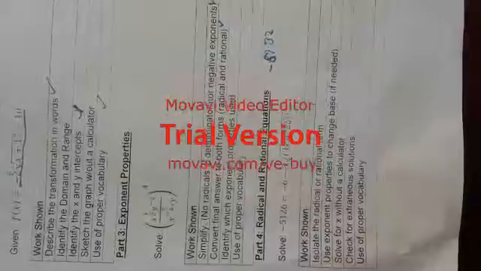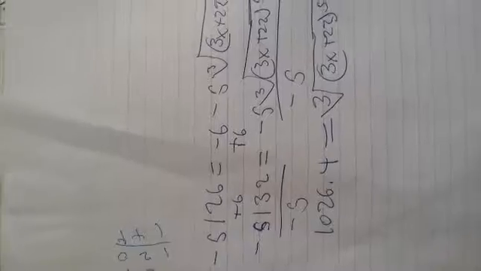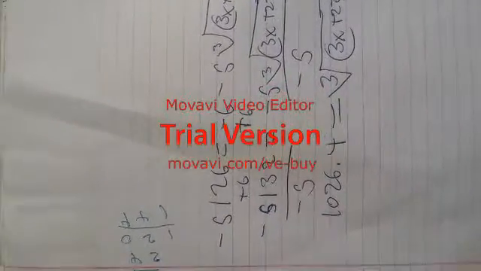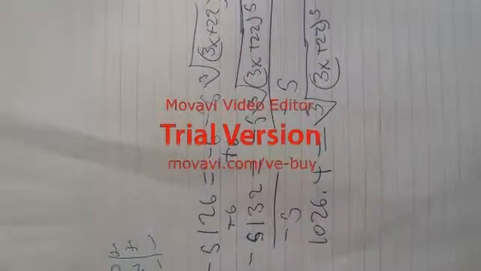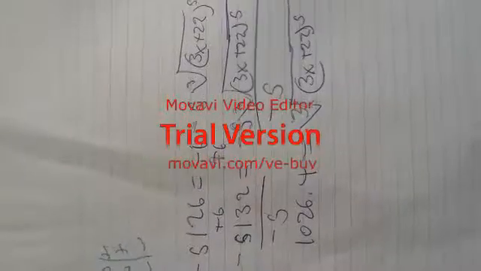So the first thing I did over here was isolate the radical. As you can see, the radical was 3x plus 22 to the 5th, and it was attached to that negative 6 and the negative 5. So I added 6 to both sides, and then I got negative 5,132 is equal to negative 5 times that radical, and then I divided both sides by negative 5 to get 1026.4 is equal to the cube root of 3x plus 22 to the 5th. So we have now isolated the radical term.